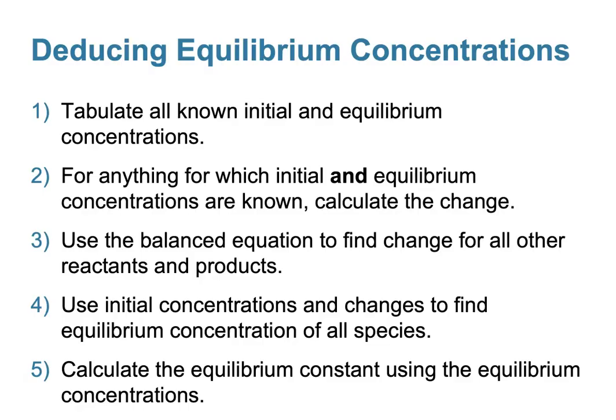So you're not going to do all of these. It's going to depend on what you're given. If you're given initial and equilibrium, you can calculate change. If you're given initial and change, then you can calculate equilibrium. Sometimes you have to use one reactant to solve for either the change or the equilibrium, and then use that to solve for the product, or vice versa. And then you calculate the equilibrium constant.